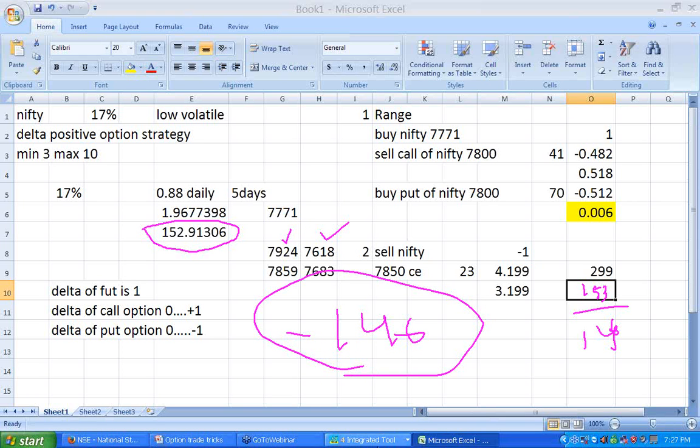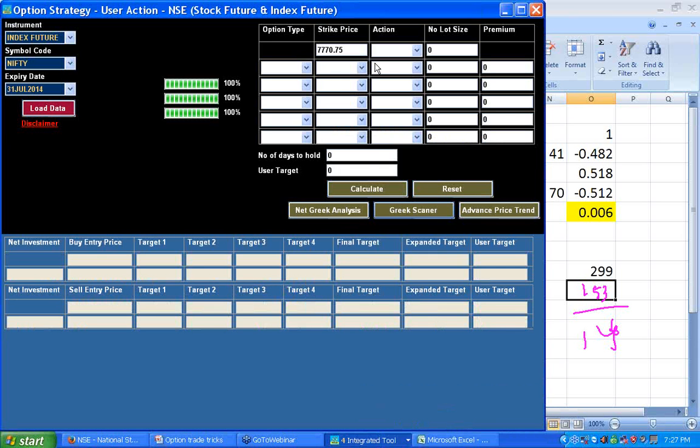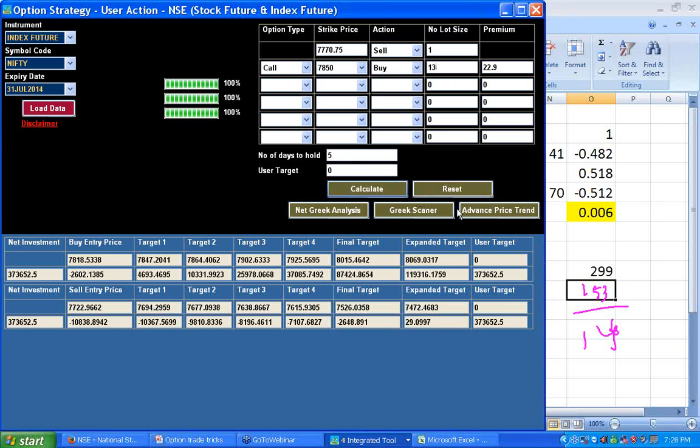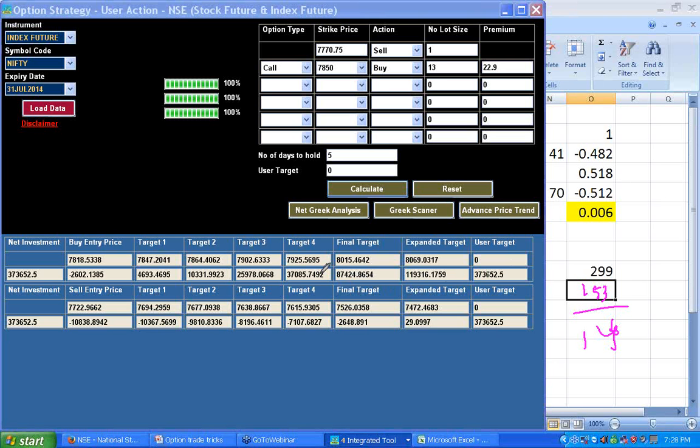So for that, I need to analyze what is the profit I can get. So I sold one lot, and I am buying the 7850 call option by 13 lots, with 5 days. So 5 days calculate. If it is going to 7925, what is my anticipated profit? If I am going for that, then I will be having 37,000 rupees worth of profit.